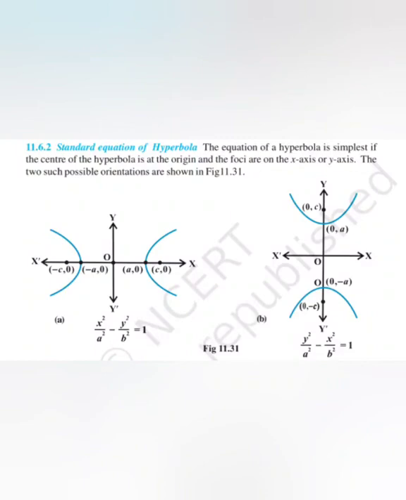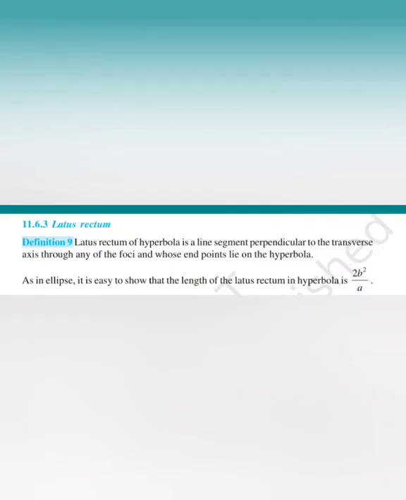Now let us define the latus rectum of a hyperbola. The latus rectum of a hyperbola is a line segment perpendicular to the transverse axis through any of the foci and whose endpoints lie on the hyperbola. As in an ellipse, it is easy to show the length of the latus rectum in a hyperbola is 2b squared divided by a. So if we know the length of the semi-transverse axis and semi-conjugate axis, then we can easily find the length of the latus rectum of the hyperbola.